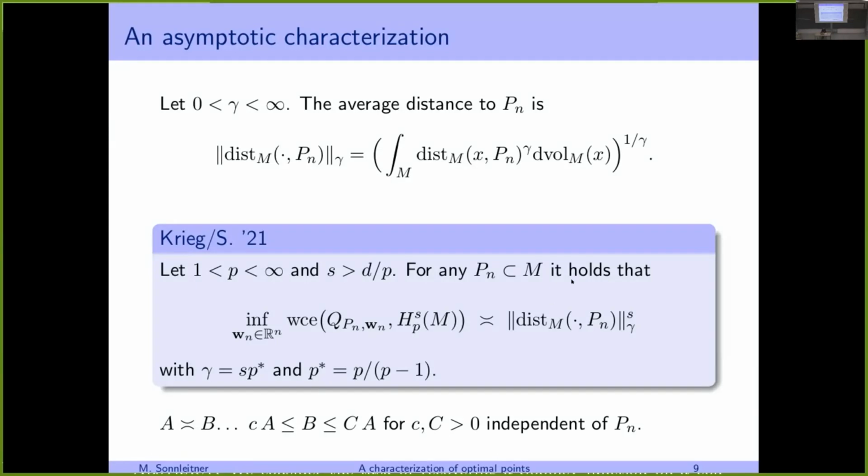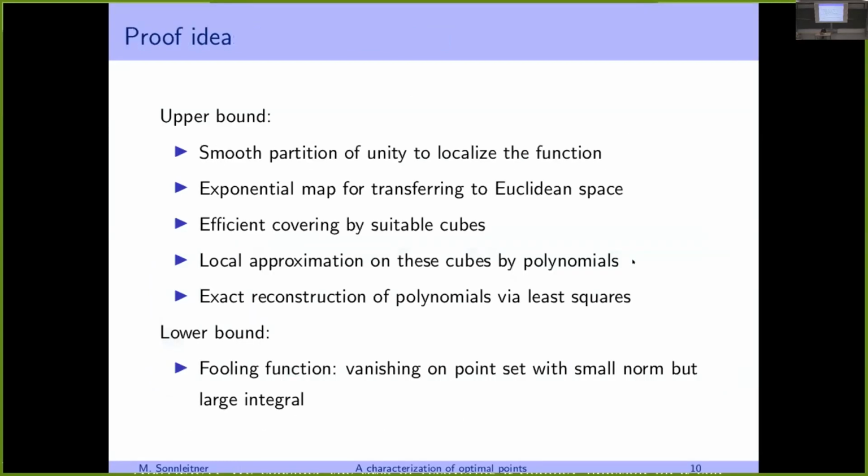Right. And in the proof, we also used this Riemannian structure that it's locally like Euclidean space. Namely, in the second step, we used the exponential map to transfer this distance to the Euclidean distance, and the Riemannian metric enables us to compare this. And then we use an efficient covering by suitable cubes. So the details are in a precursor paper by us.